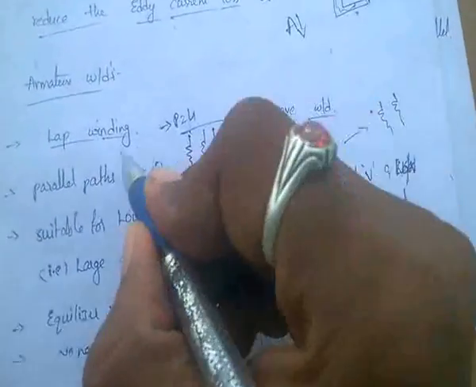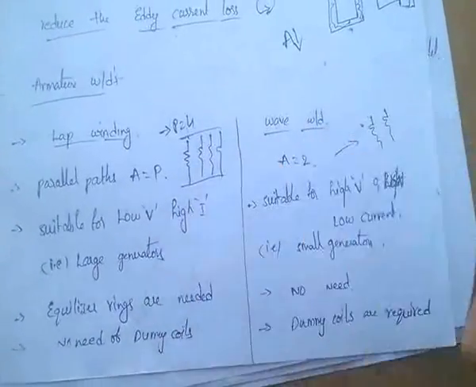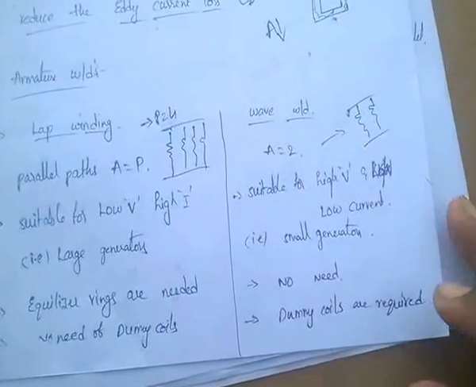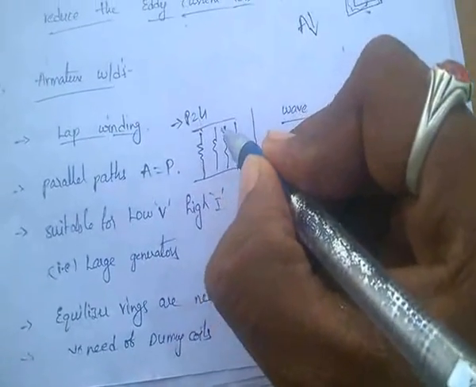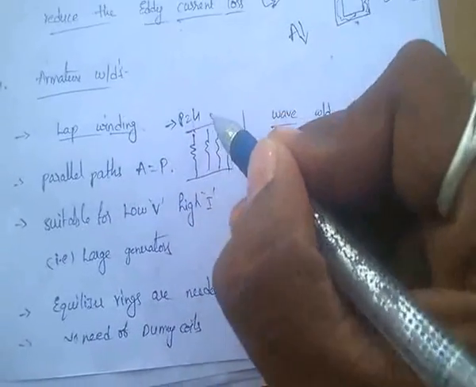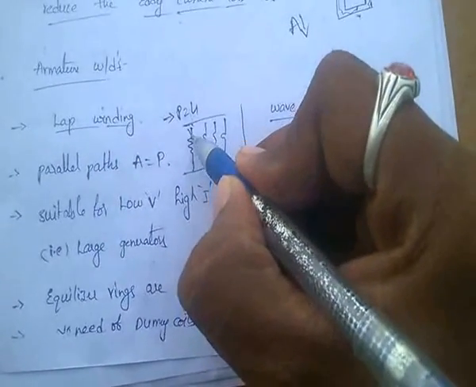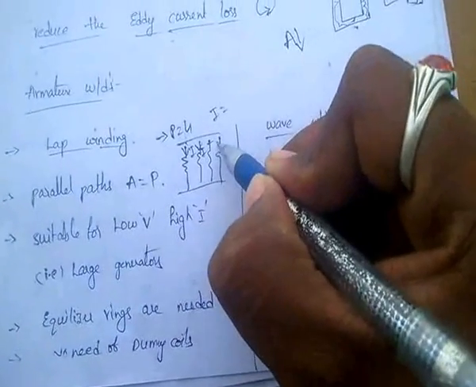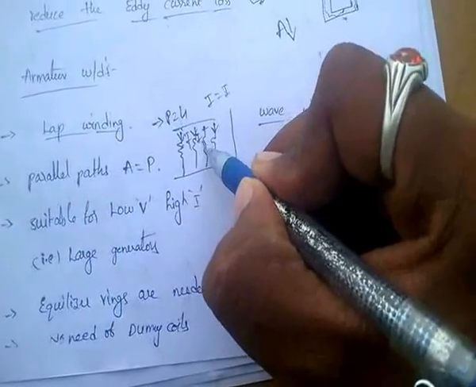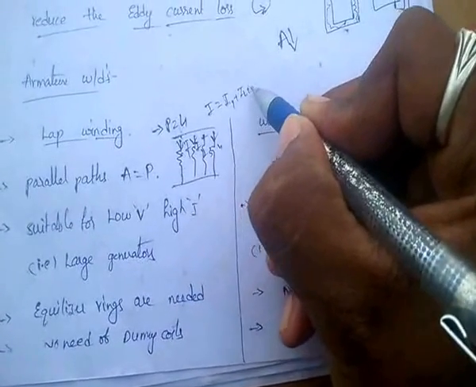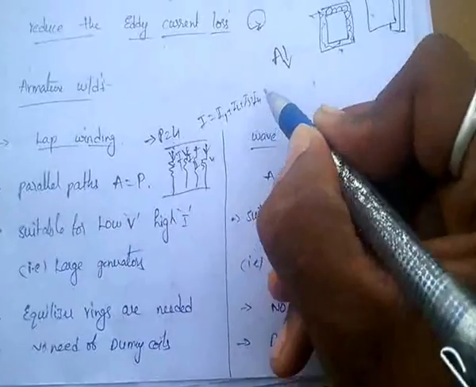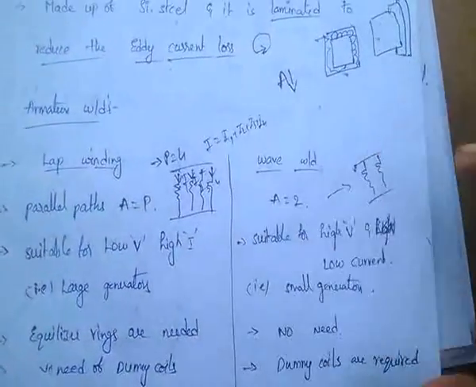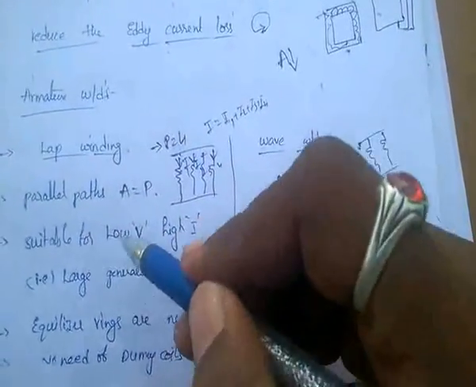Lap winding is used for high current generators, and wave winding is used for low current generators. Why? Because lap winding has a very high number of parallel paths. If the number of poles is 8, it has 8 parallel paths. The total current is the sum of the current in each parallel path, that is I1 plus I2 plus I3 plus I4. So the current capacity is very high. That's why it is used for high current generators, that means low voltage and high current generators.